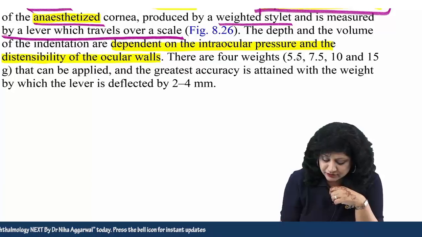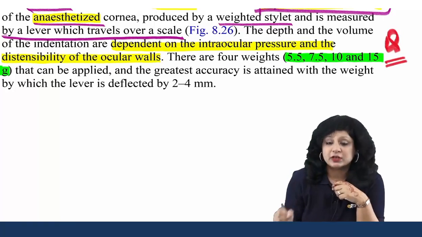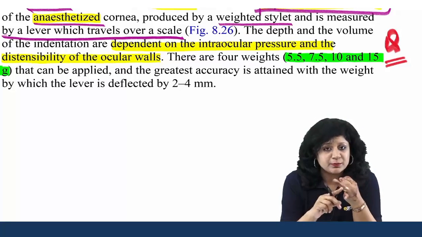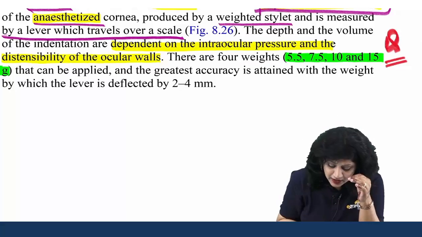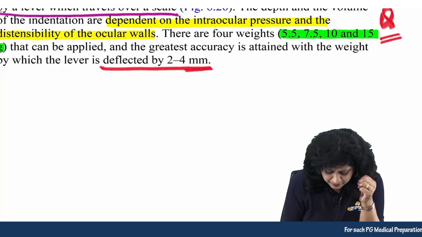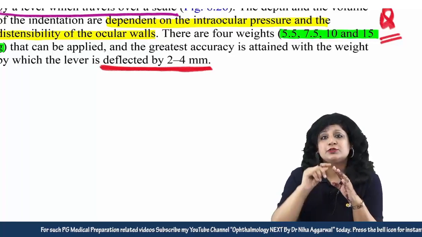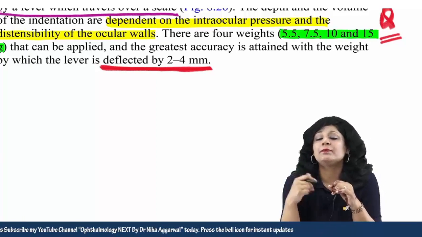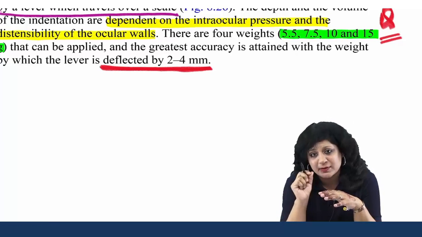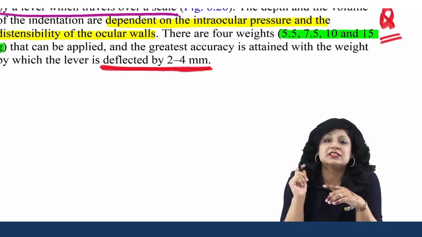And the weights that we are using are 5.5, 7.5, 10 and 15. You could be asked this also, what are the extra weights that we are using. The extra weights that we are using are 5.5, 7.5, 10 and 15. The greatest accuracy can be attained with the weight by which the lever is deflected by 2 to 4 mm. The greatest accuracy is attained with which weight? The weight which is able to deflect the lever by 2 to 4 mm is the best, because you have got so many weights. So how to decide which one is the best for measuring the intraocular pressure here? Whichever is giving you the deflection by 2 to 4 mm will be considered the best one.